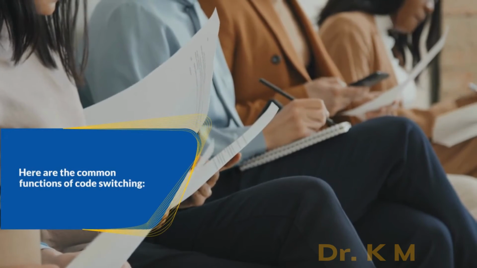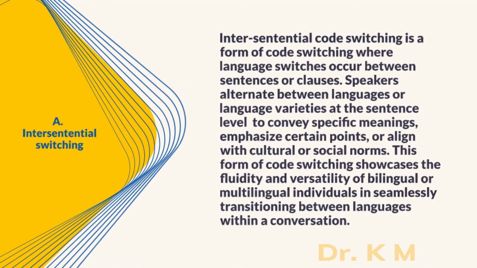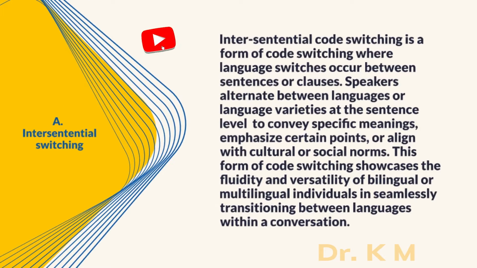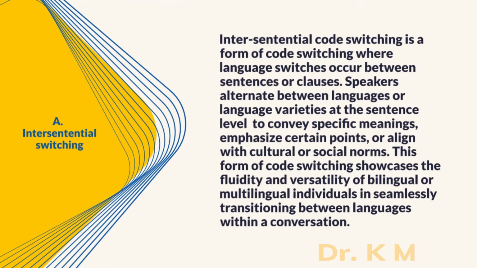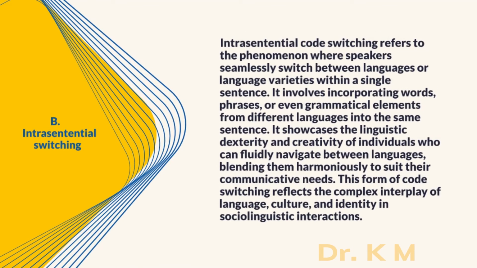Here are the common forms of code switching. A. Intersentential switching. Intersentential code switching is a form of code switching where language switches occur between sentences or clauses. Speakers alternate between languages or language varieties at the sentence level to convey specific meanings, emphasize certain points, or align with cultural or social norms. This form of code switching showcases the fluidity and versatility of bilingual or multilingual individuals in seamlessly transitioning between languages within a conversation.